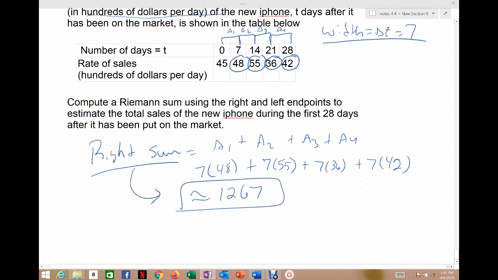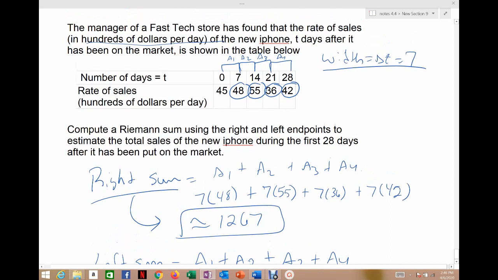All right, now my left sum. Still 4 rectangles. But this time, I'm going to erase this. This time using the left side. So the left side means I start at 45, then I use 48 to draw it, 55, and 36. And 36 is the last one, right? Going up, come down, and that's my last one. And so those are the 4 values that I use when I'm drawing my left rectangles.